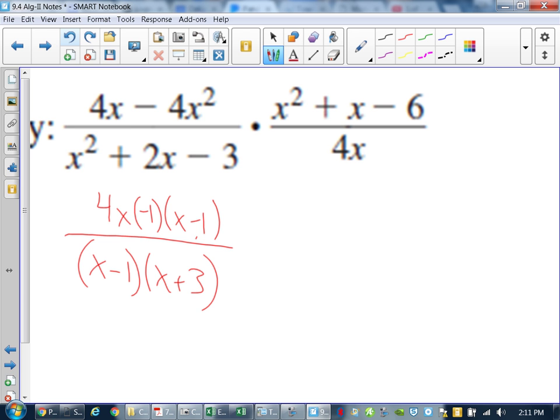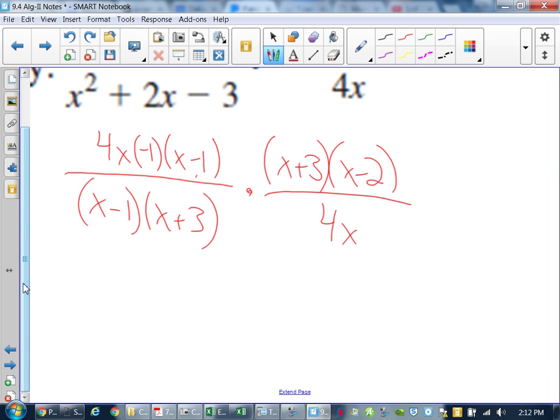I'm just working ahead a little bit. What times what's negative 6 you add together to get 1? 3 and negative 2. And now, since everything's written in terms, I can simplify out all the pairs of 1. When I simplify out the pairs of 1, I get an x minus 1 to go away. An x minus 1. A 4x. X plus 3, and I'm left with negative 1 times x minus 2. And I'm done.